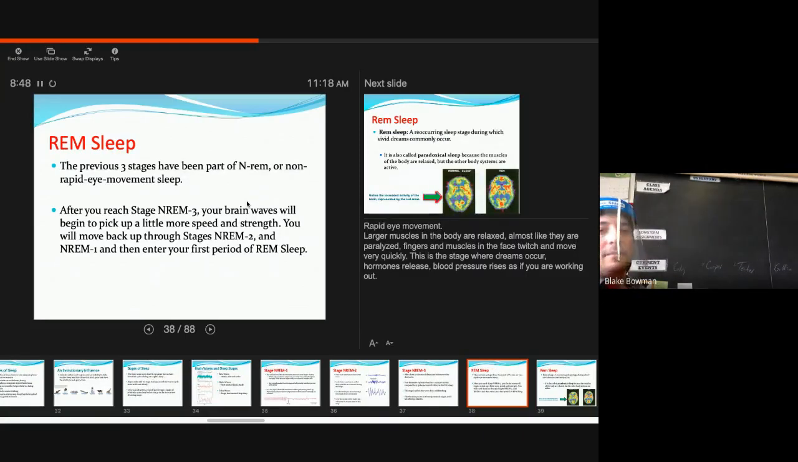And finally, REM sleep, rapid eye movement. The other stages we talked about are non-rapid eye movement. That's why an N is in front of the REM. So after we reach stage 3, after 1, 2, and 3, we move into REM sleep. REM sleep is where most of the dreams occur that we remember vividly because we're almost in an awakened state. Our frequency is higher, our amplitude is lower. It's almost like we're just into stage 1. But that's where we enter our dream state.